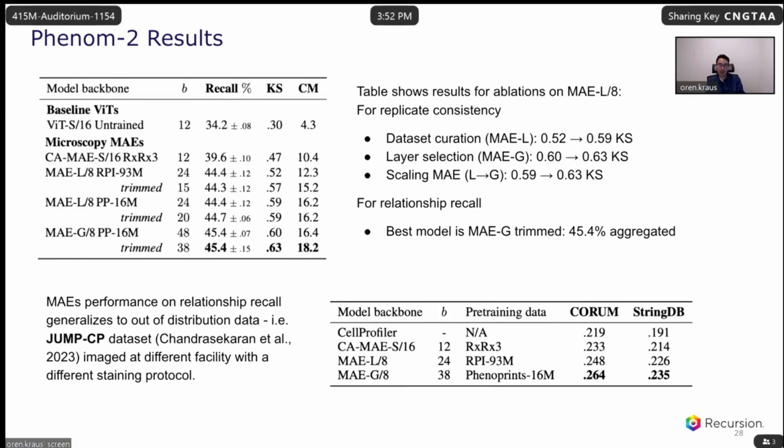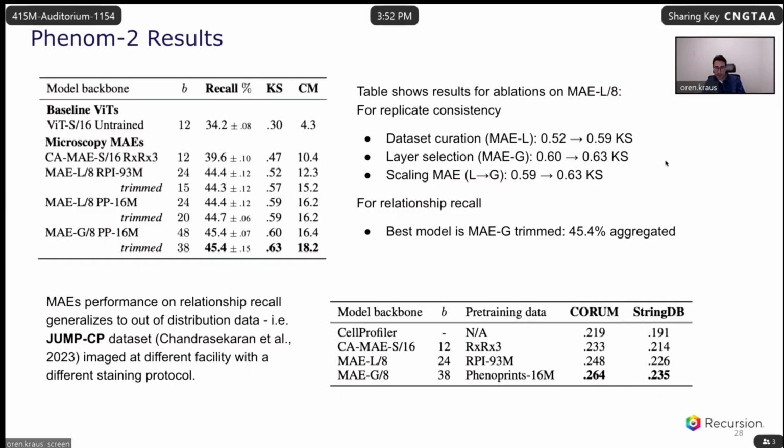Overall, the best model was what's called an MAE gigantic model with a batch size of 8, and the trim model, which only computes up to the 38th layer instead of the 48th layer, had the best performance on the replicate consistency metric and on the recall metric. And you can see the effect of individual changes. The dataset creation has a big impact on the replicate consistency. The layer selection does as well, and same with the scaling.